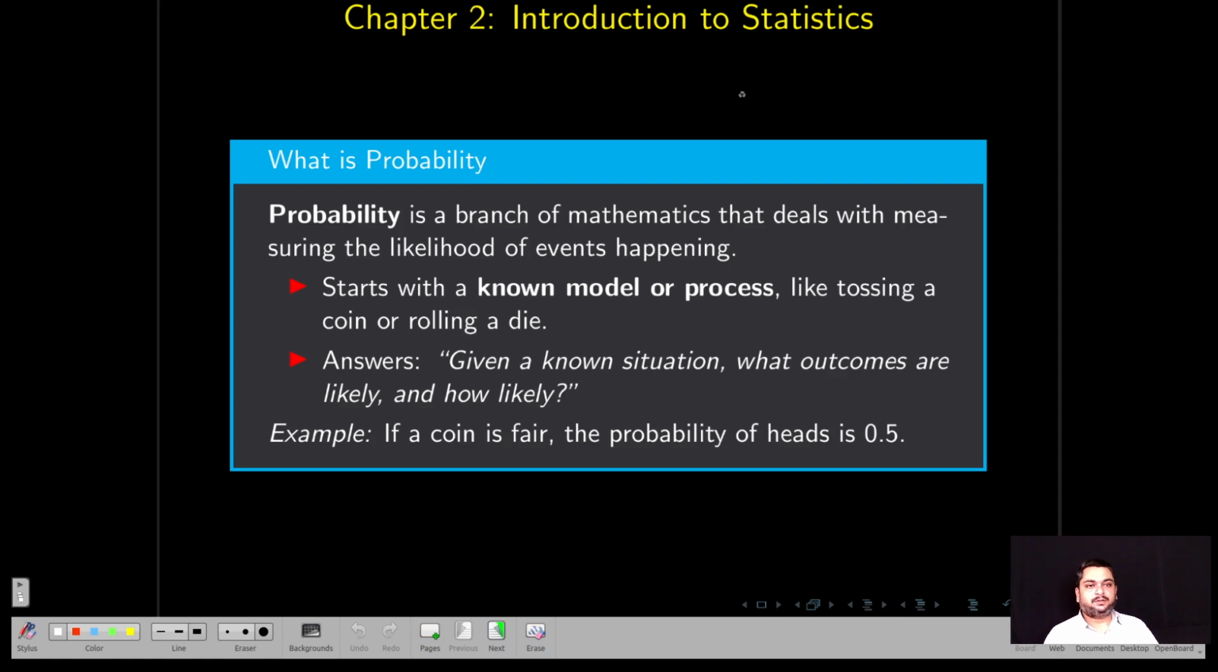We'll start with the second chapter, Introduction to Statistics. So in this chapter, basically, we're going to understand what statistics means. Okay, there are some terminologies like population, sample, and then we'll understand the motivation why I'm studying this.